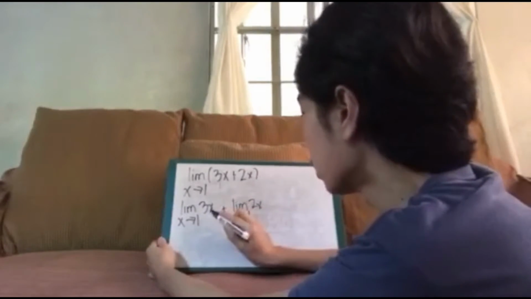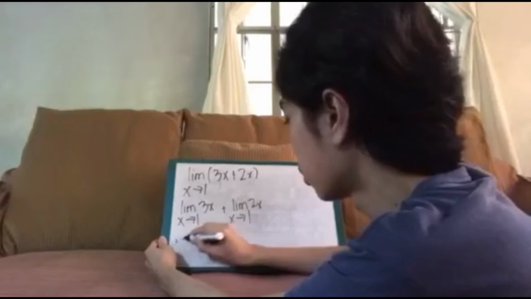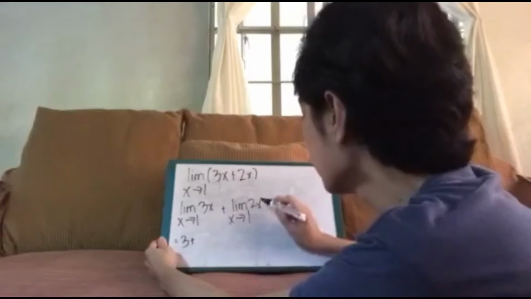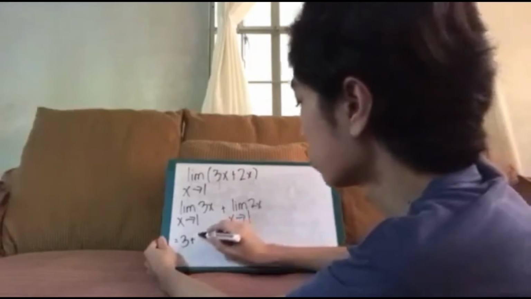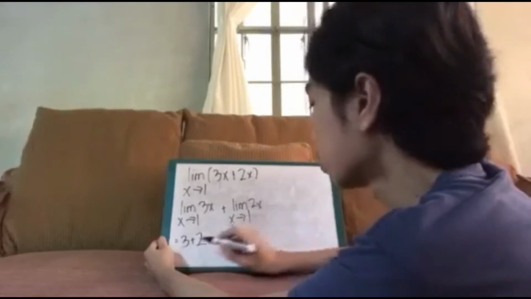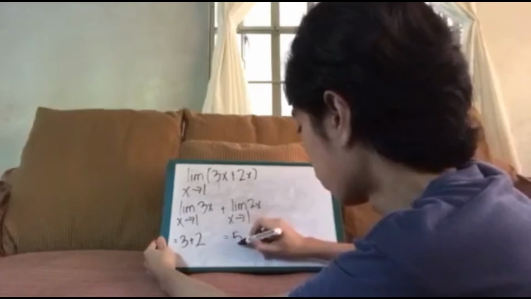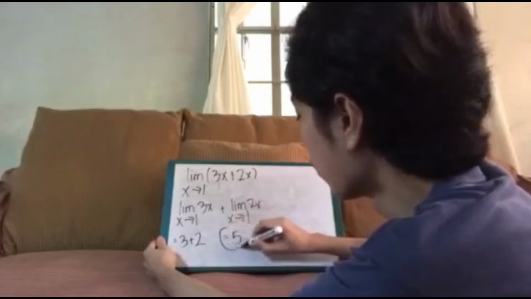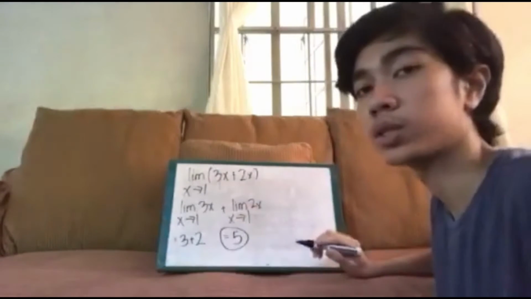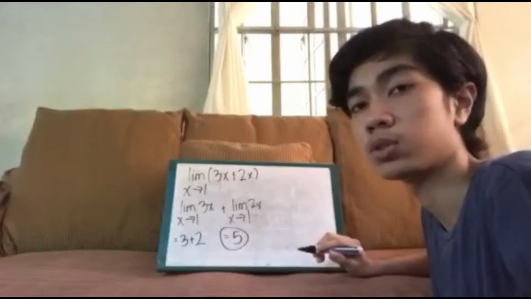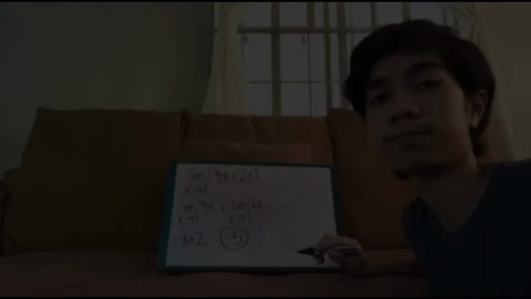1 times 3 is equal to 3 plus 1 times 2 is equal to 2. 3 plus 2 is equal to 5. 5 is our final answer. We just only need to substitute to get the final answer.